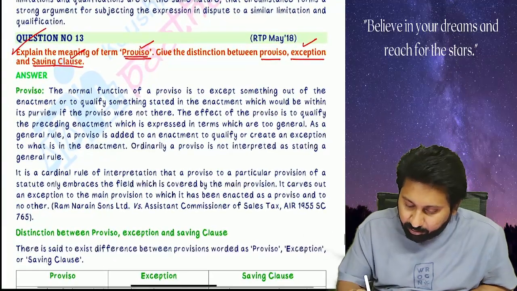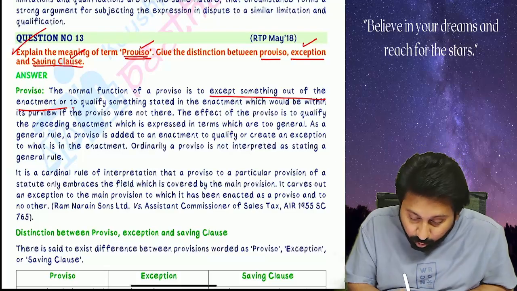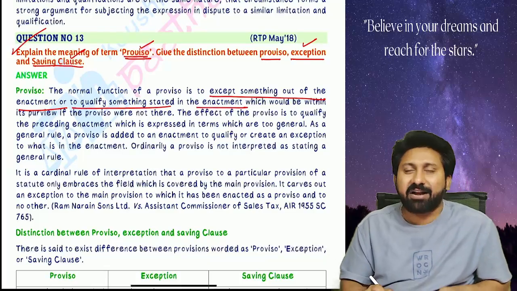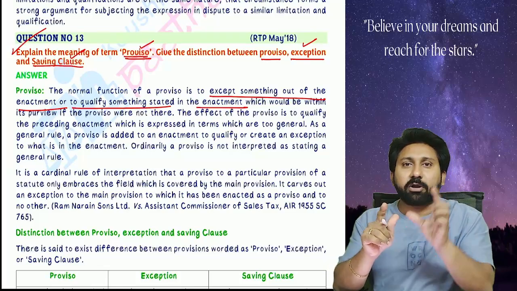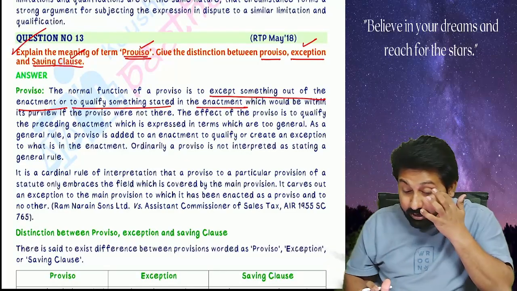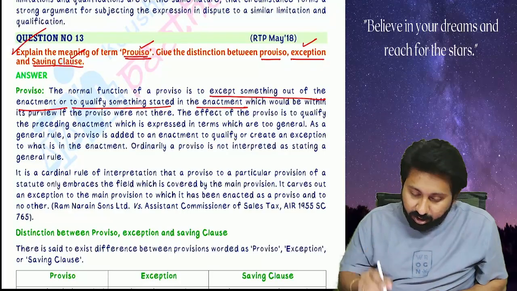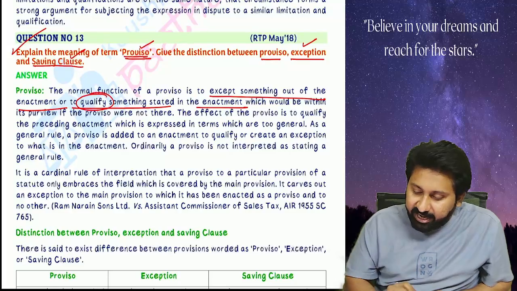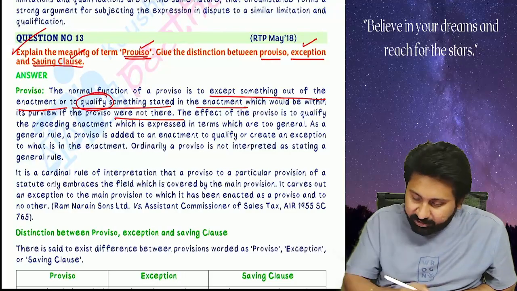See now. The normal function of a proviso is to except something out of the enactment, or to qualify something stated in the enactment. Enactment means a section, subsection, clause, subclause, all these things. All together we call it a provision or enactment. So it provides an exception from the enactment, or qualifies something stated in it, which would be within its purview if the proviso were not there.